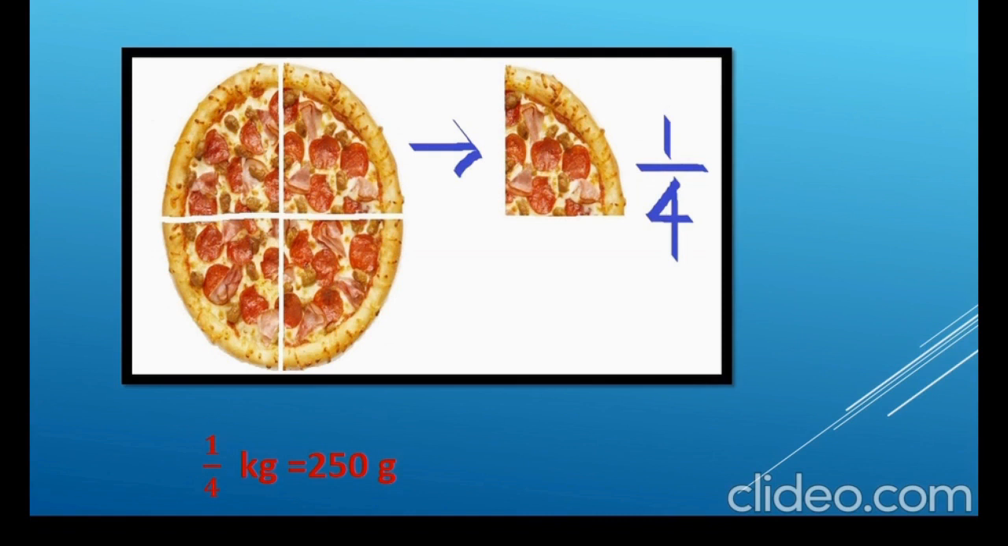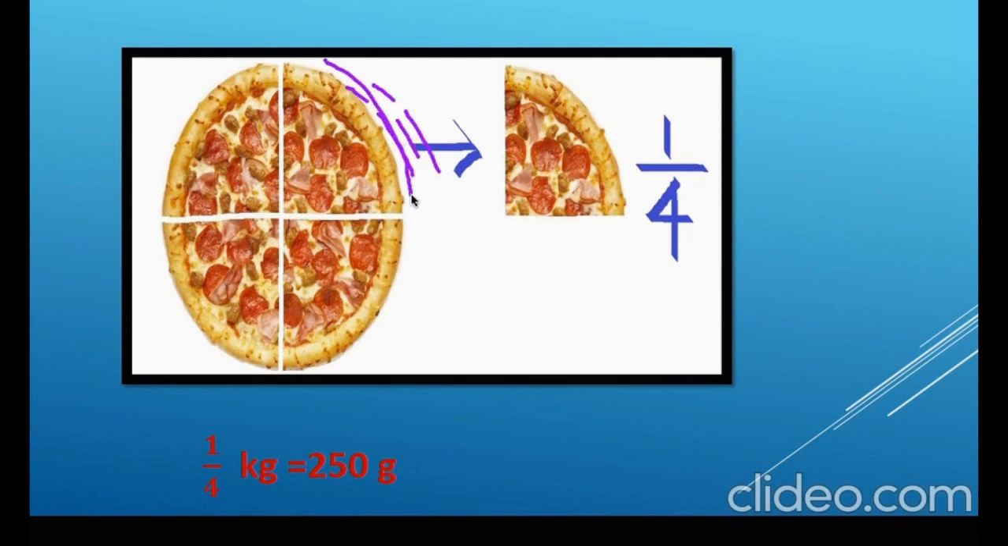See with me. First of all, we will start from the smallest amount. Now, this is a quarter of a pizza. When we write it as a fraction, this will be 1/4. This means, as it's written here, a quarter kilogram means 250 grams. Again, a quarter kilogram equals 250 grams.